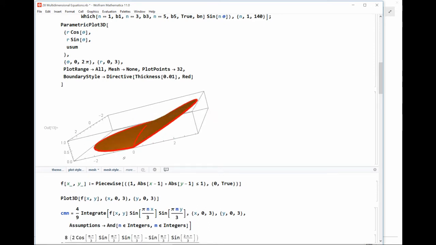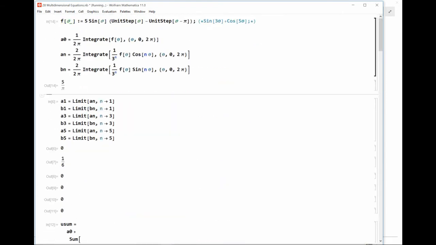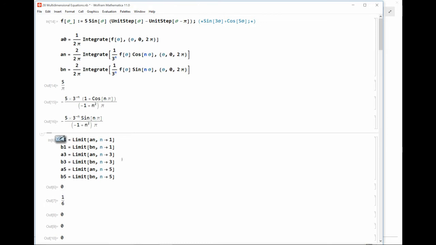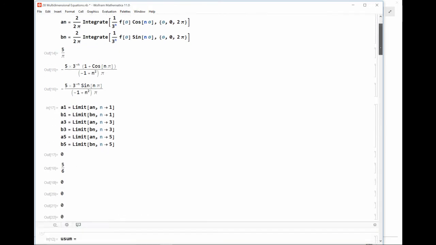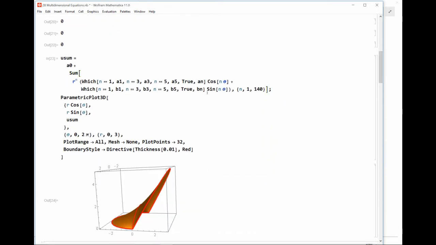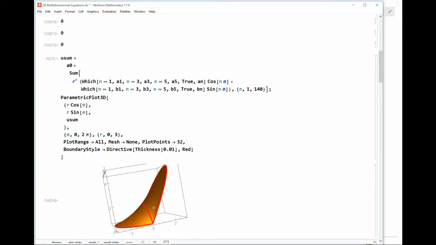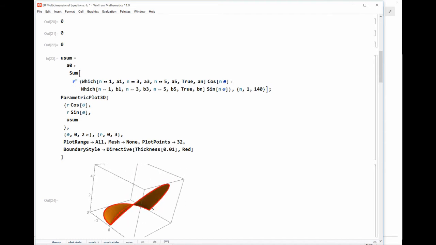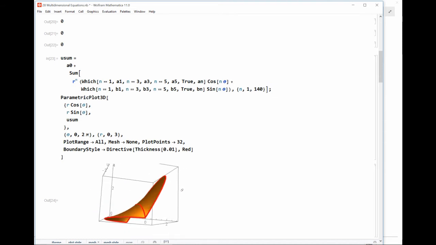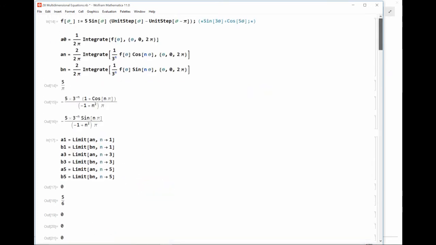I can exaggerate the effect by multiplying the boundary by 5. Naturally, it increases my limits. I can reevaluate the sum and redraw the function, and you can see how things are taking shape. This is a much more pronounced effect of this boundary.